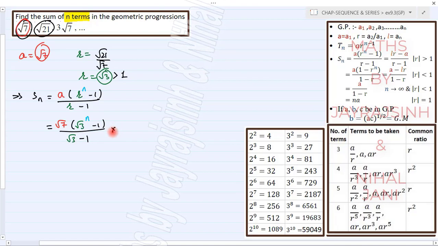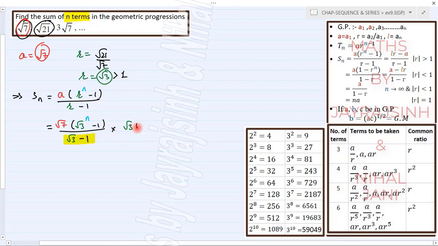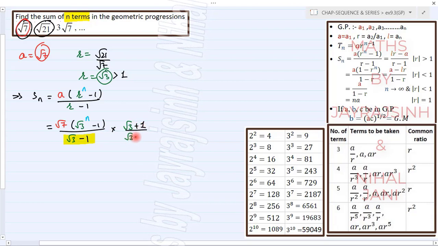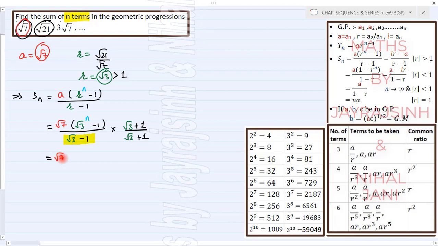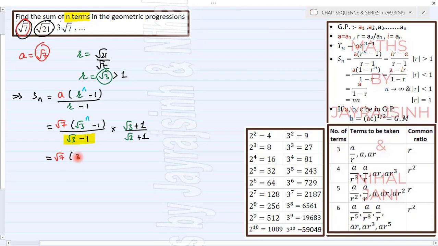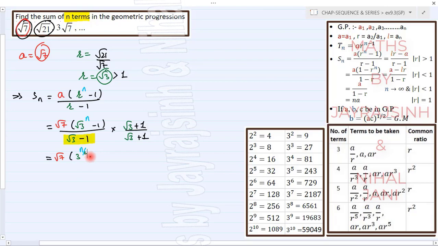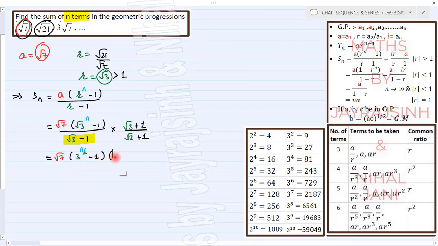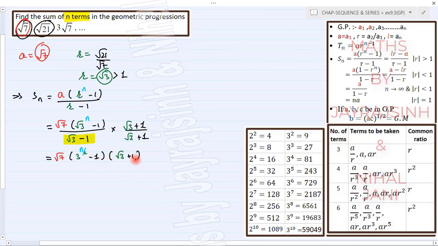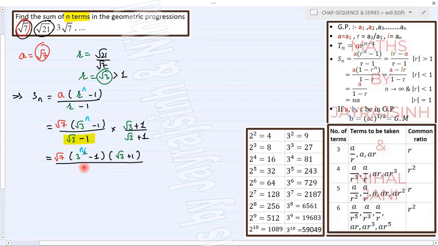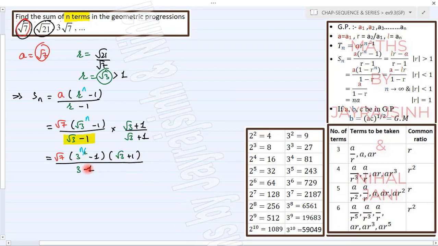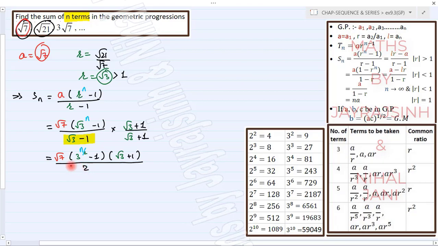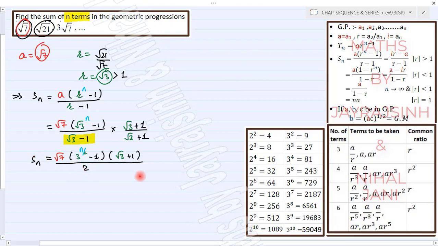Now for simplification, let's multiply and divide by the conjugate of the denominator, which is root 3 plus 1. So we will get root 7 into (3 raised to n by 2 minus 1) into (root 3 plus 1), whole divided by 3 minus 1, or we can say 2, which can be considered as your final answer.